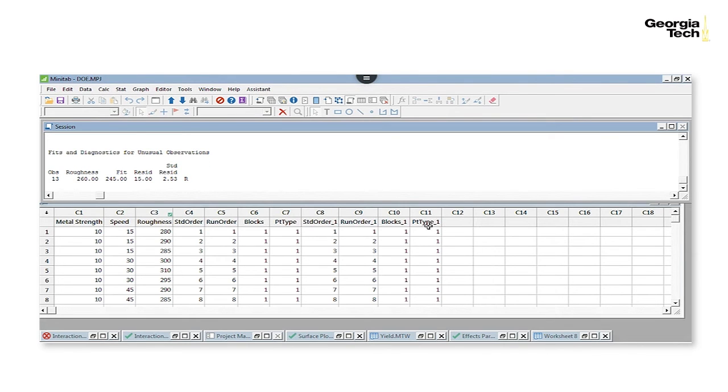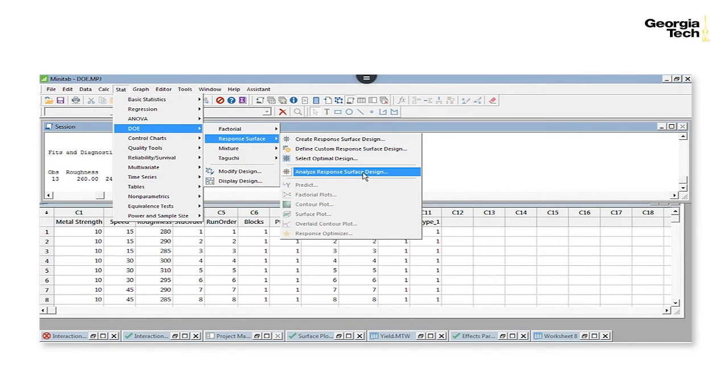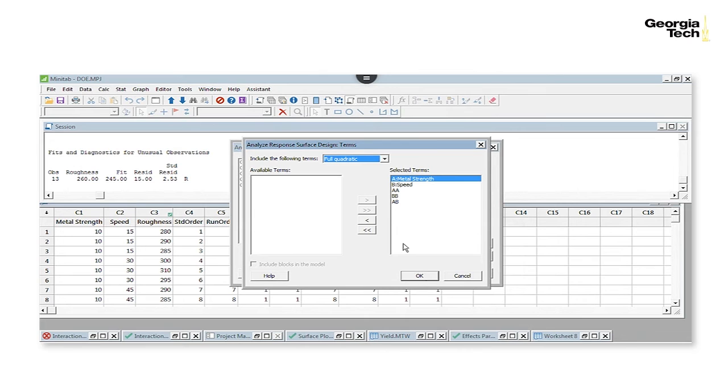It's been defined here. What should we do? The next step is to analyze it. DOE, Response Surface, and then Analyze Response Surface Design. And again, the response is roughness. There is a difference here, as you can see, between response surface and the regular DOE factorial design. We have the second term. So we have AA and BB, which are the quadratic terms.